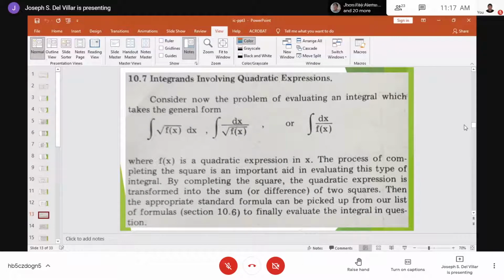So you try to go back to algebra and review how to complete the squares. Okay? So by completing the squares, the quadratic expression is transformed into the sum or difference of two squares. Then the appropriate standard formula can be picked from the list, the standard formulas from earlier, to evaluate the integral in question.